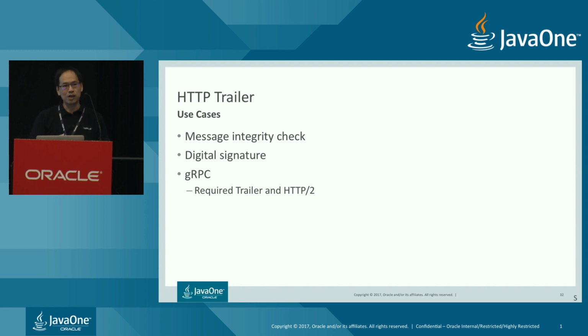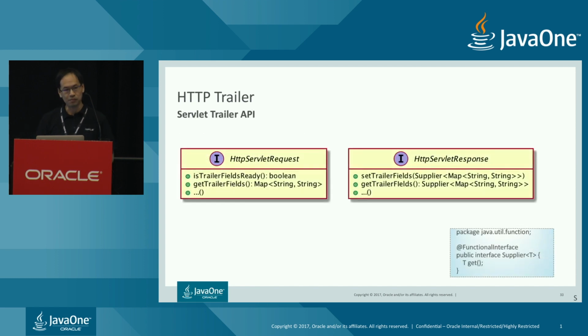Now, given we understand what a trailer field is and how important it is, we will take a look at what Servlet 4.0 has done for the API. The API consists of two parts. One is for the HTTP servlet request. The other one is for the HTTP servlet response.